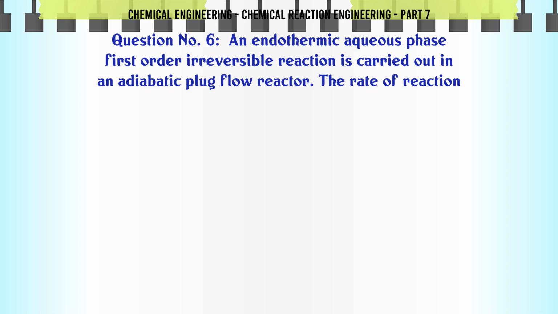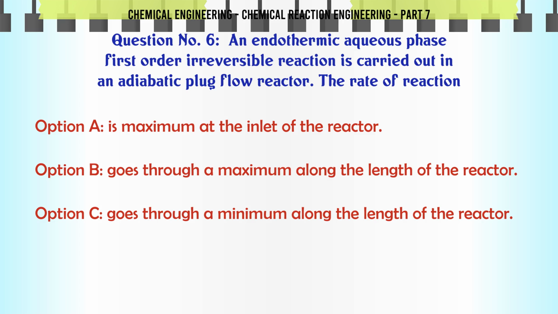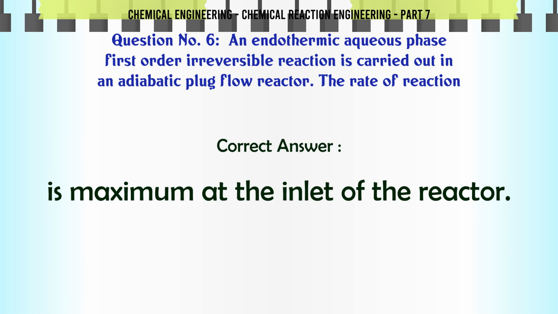An endothermic aqueous phase first-order irreversible reaction is carried out in an adiabatic plug flow reactor. The rate of reaction: A. Is maximum at the inlet of the reactor. B. Goes through a maximum along the length of the reactor. C. Goes through a minimum along the length of the reactor. D. Is maximum at the exit of the reactor. The correct answer is maximum at the inlet of the reactor.